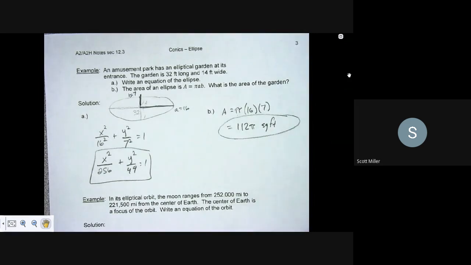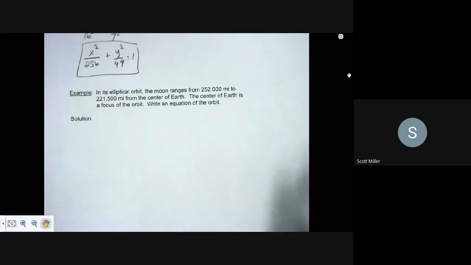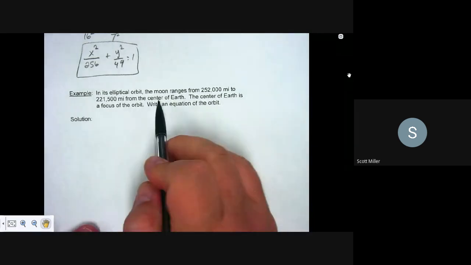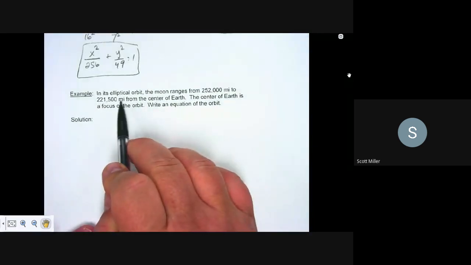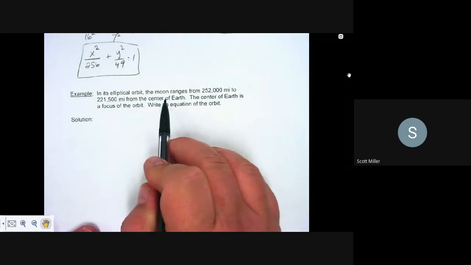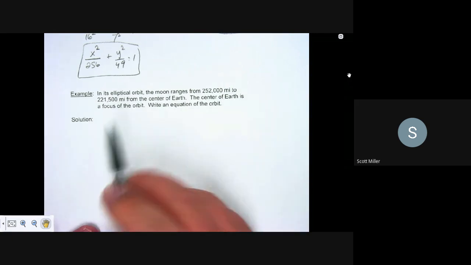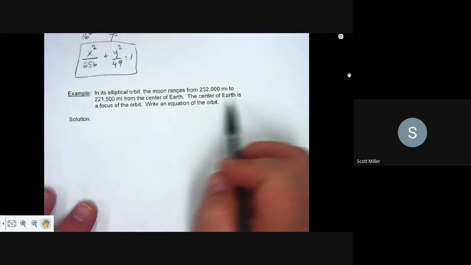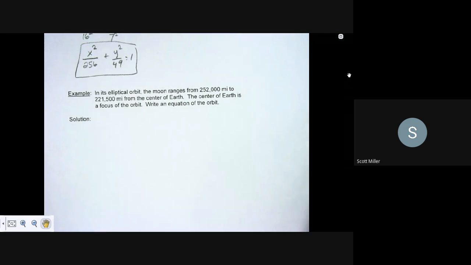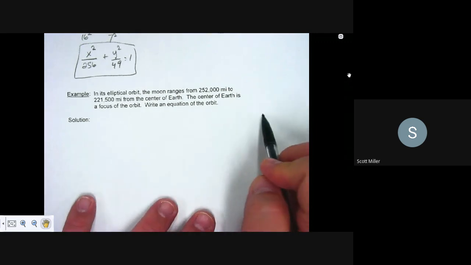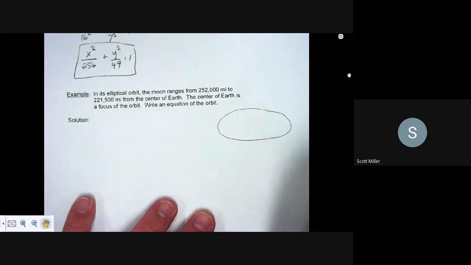Okay. This one down here is the orbit of the moon around the Earth. And these are the distances from the center of the Earth that the moon travels. It's an elliptical orbit. But the center of the Earth is not the center of the orbit. The center of the Earth is the focus of the orbit. So if we draw a quick picture of what this looks like, and again, it's not drawn to scale or anything like that.